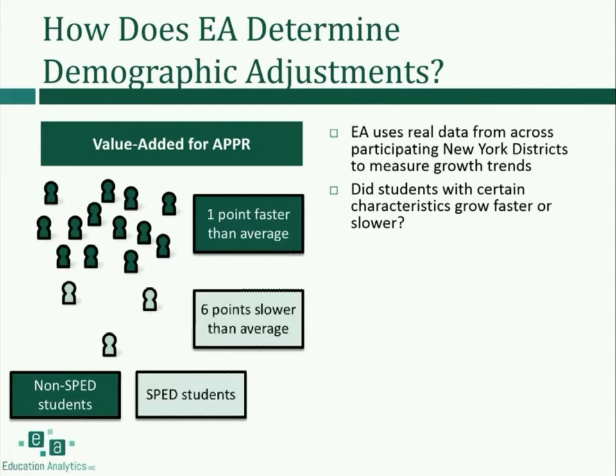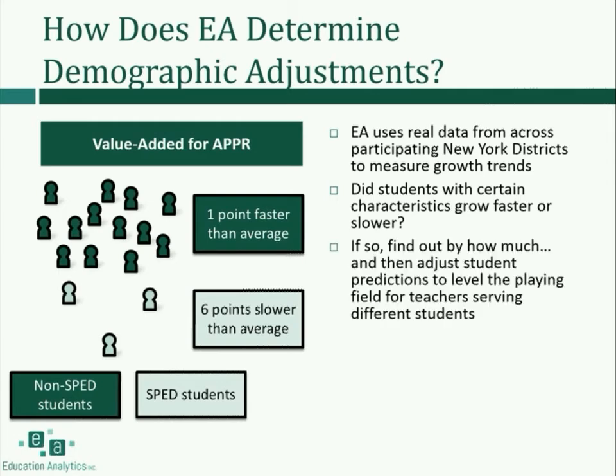We would use a statistical model to separate how did the non-special education students do on the assessment in terms of growth compared to special education students. And we might find in this hypothetical example that non-special education students tended to grow 1 point faster than the average for all students, and that special education students might tend to grow 6 points slower than the average for all students. So in this way, we're using statistics to separate out those students and then find out on average that they tend to grow faster or slower than the average for all students together. So in this case, we want to find out by how much, and then we're going to adjust our statistical predictions for students to level the playing field for teachers serving different student populations.